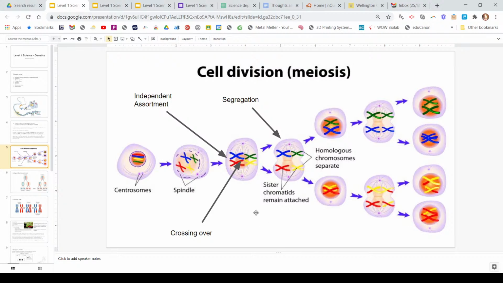So the reason that you might have to know about these 3 different processes is that you could be asked about what happens in meiosis that leads to variation. So what can happen in meiosis that leads to variation? And these 3 different things are aspects that you could talk about that lead to variation in the gametes, which leads to differences in offspring.